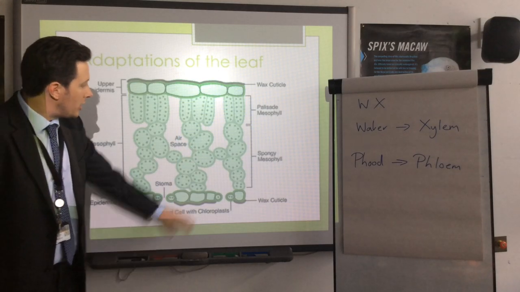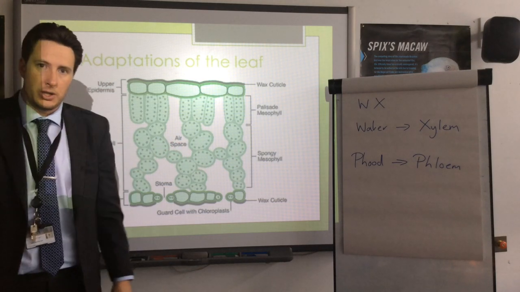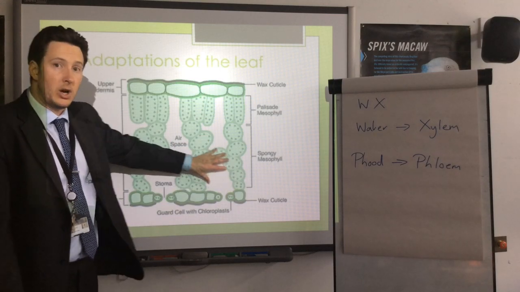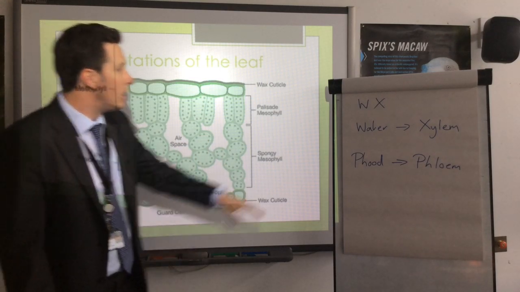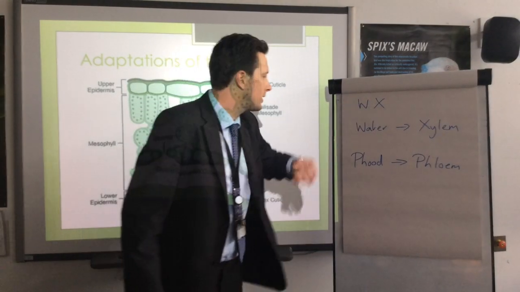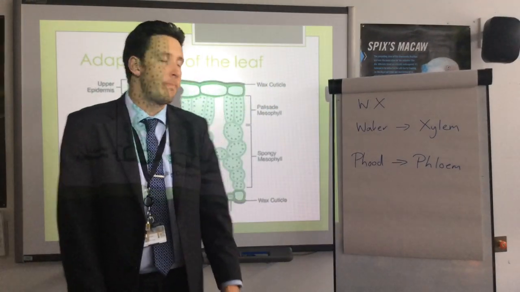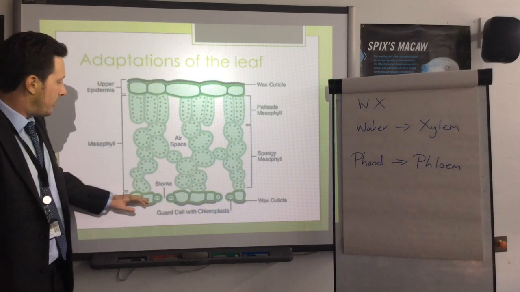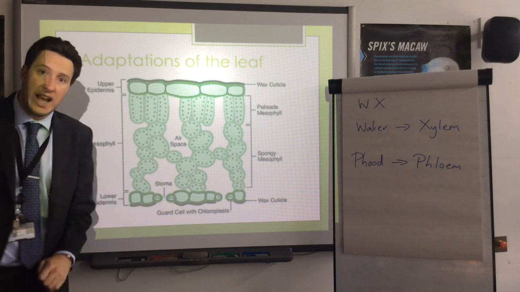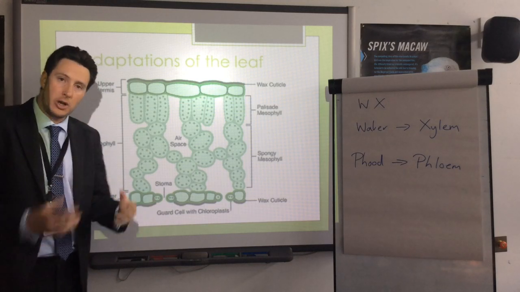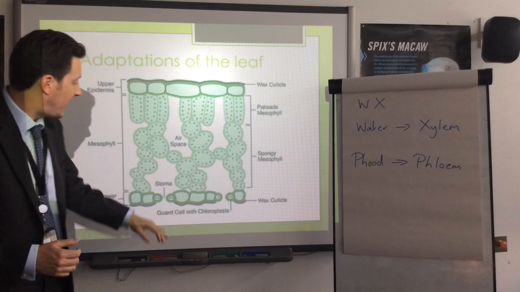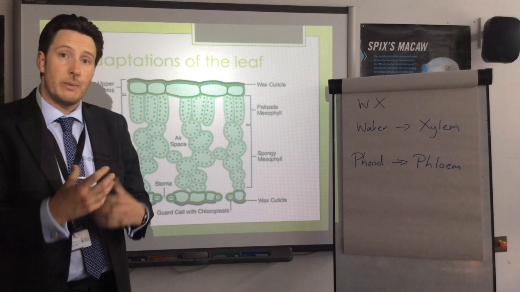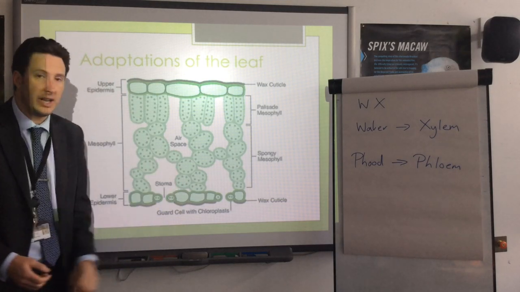Not shown on this diagram is the transport tissues, but the transport tissues will be in a vein somewhere in there. So if there was a vein in this diagram, that's where the transport tissues would be found. Water going through the xylem, WX, and food going through the phloem. Okay? Then you've got the epidermis, and the lower epidermis has actually little gaps in it called stoma. Those little gaps can open and close to allow gases to enter or stop gases leaving the plant. So they can actually control the passage of gases in and out of the leaf.